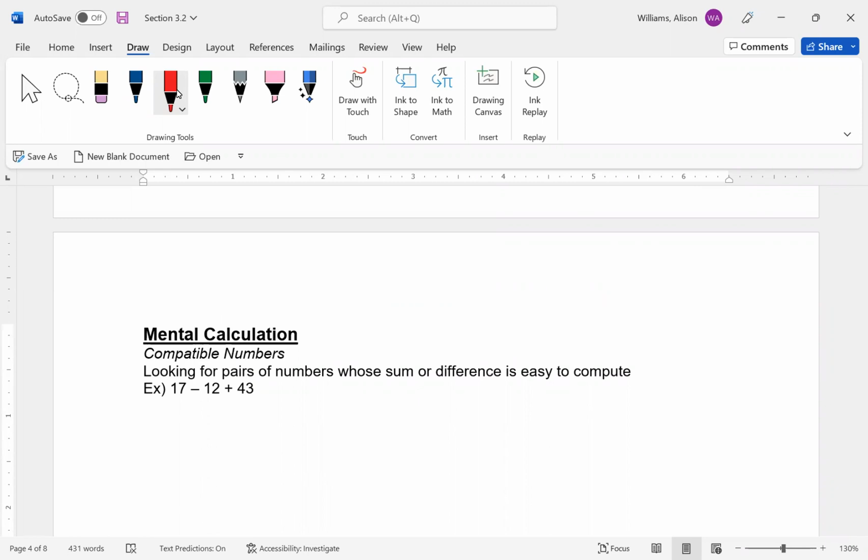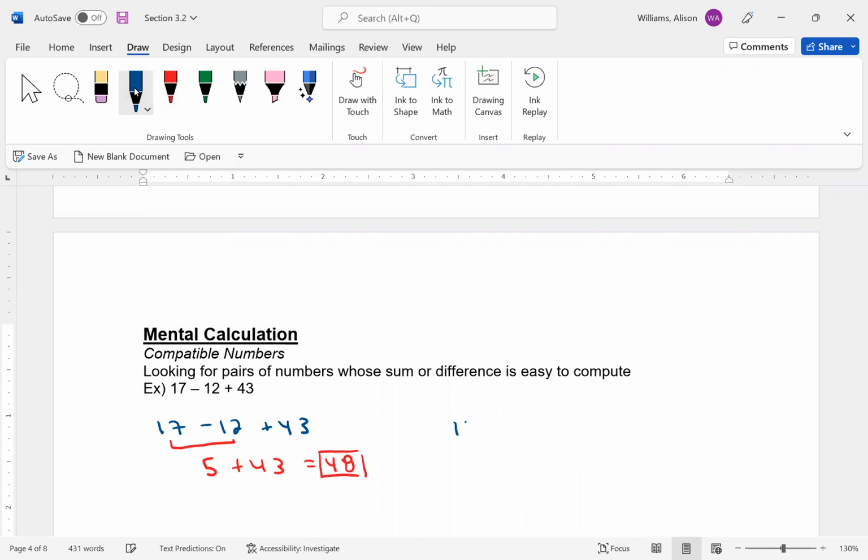So the first type of mental calculation is what they call compatible numbers. That's when you look for pairs of numbers that are just way easier to work with. So we're going to do a few different variations on each problem. Let me just write it. Let's say we have 17 minus 12 plus 43. Okay, so first idea is, it wouldn't be too complicated to just pair up those first 2 numbers, right? 17 minus 12 is 5, and then 5 plus 43, that's 48. Okay, that's not too bad.